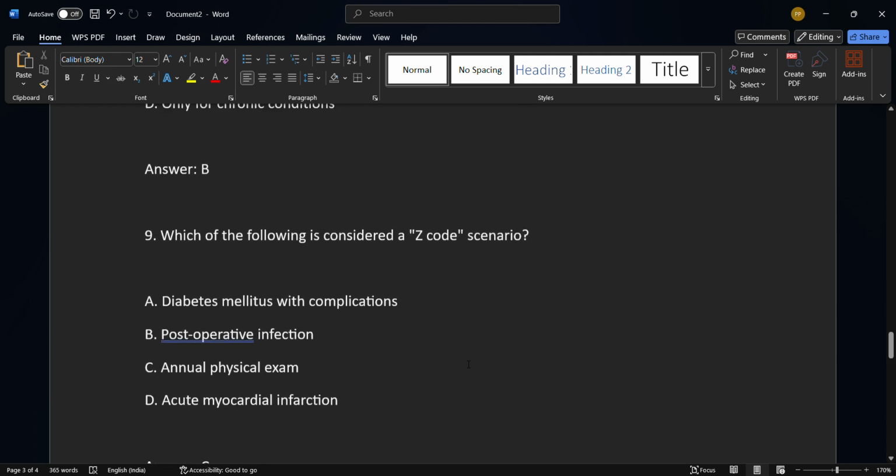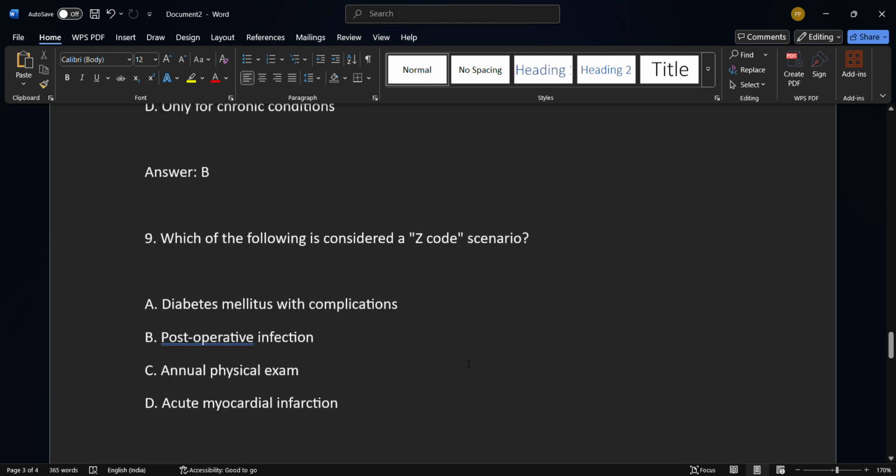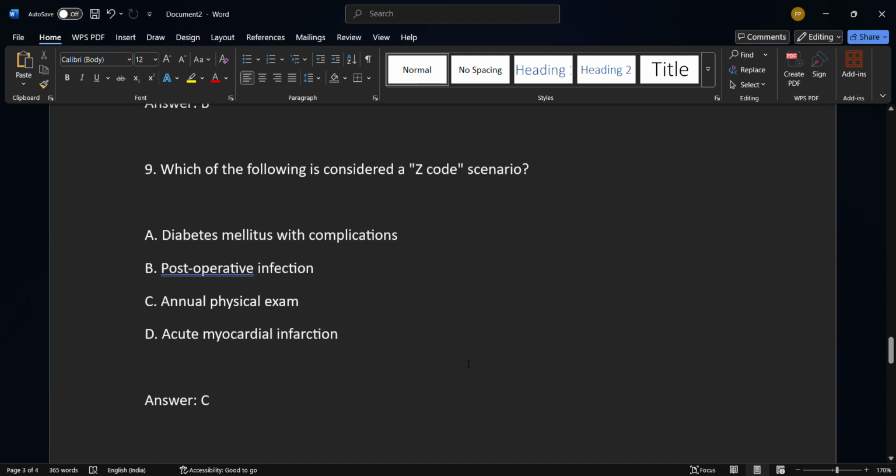Ninth question: which of the following is considered a Z code scenario? What is a Z code for? Option A, diabetes mellitus with complications. Option B, post-operative infection. Option C, annual physical exam. And option D, acute myocardial infarction. The right answer is option C, annual physical exam. Annual physical exam is related to a Z code scenario.